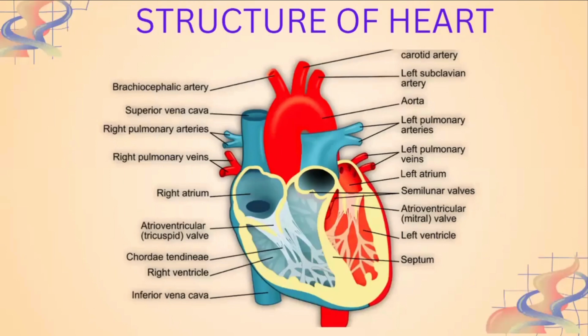It is the basic structure of the heart. We can see the superior vena cava and inferior vena cava, which collect all the deoxygenated blood from the body. Namely, the superior vena cava collects the deoxygenated blood from the upper part of the body, and the inferior vena cava collects it from the lower portion of the body.